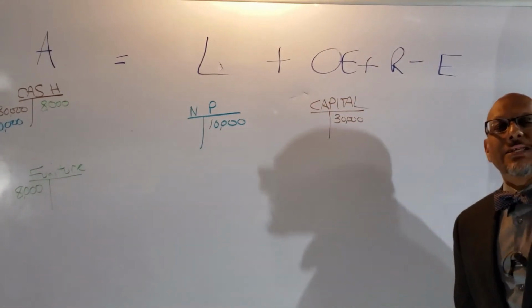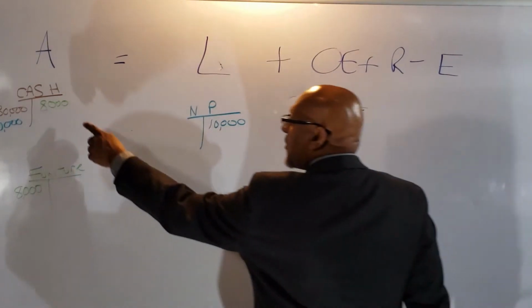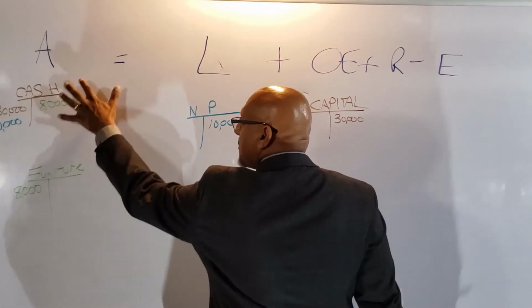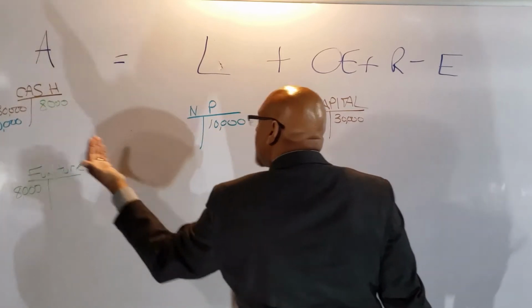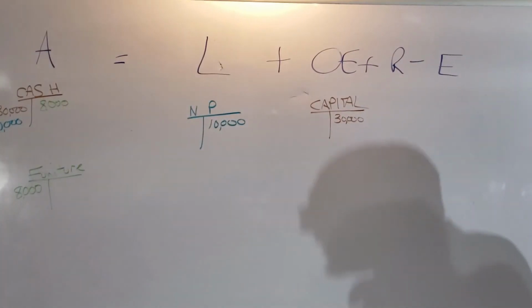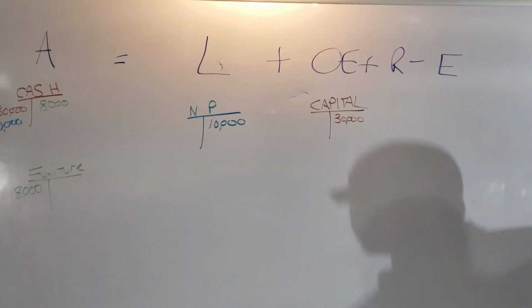Quick check, are we still in balance? Well, we have a credit of 8,000, a debit of 8,000. That kind of cancels it out. So we have 40,000 over here, and we have 40,000 over here. We're still in balance.